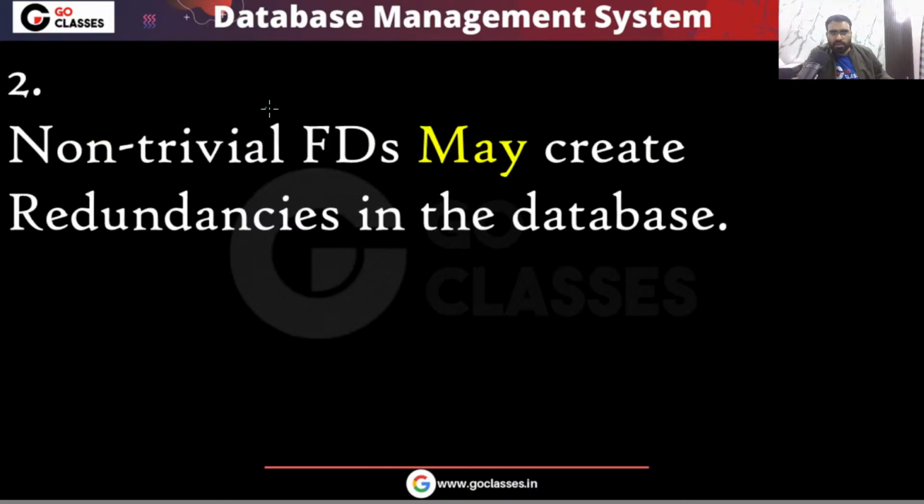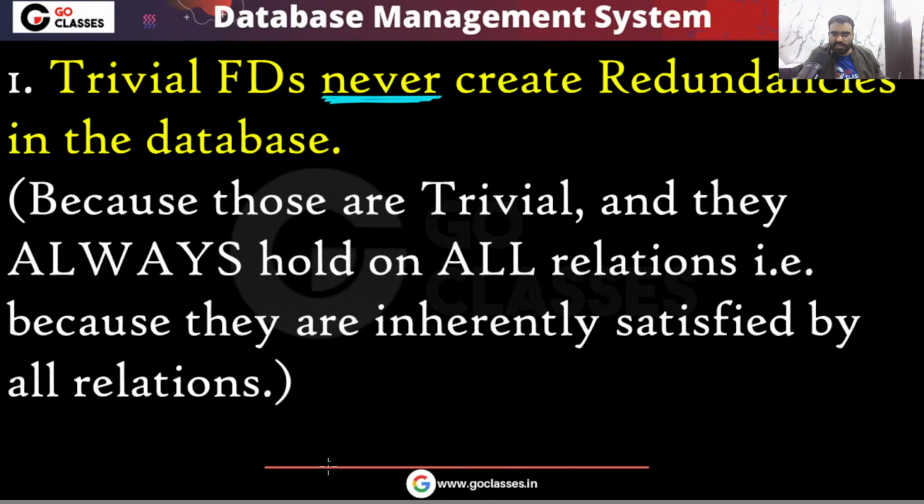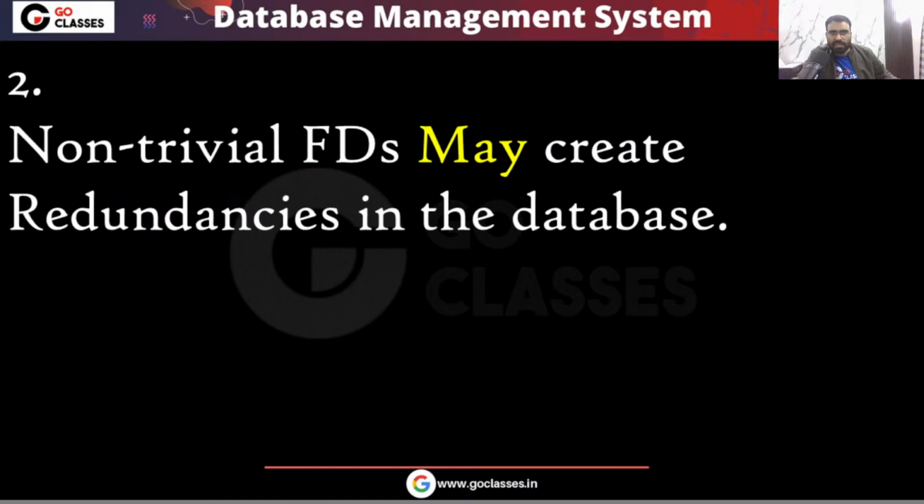Very simple. Non-trivial functional dependencies may create redundancy in the database. Not all non-trivial functional dependencies create redundancy. I will tell you which ones create and which ones do not. But the point is, trivial functional dependencies never create redundancy in the database. Non-trivial functional dependencies may create redundancy in the database.